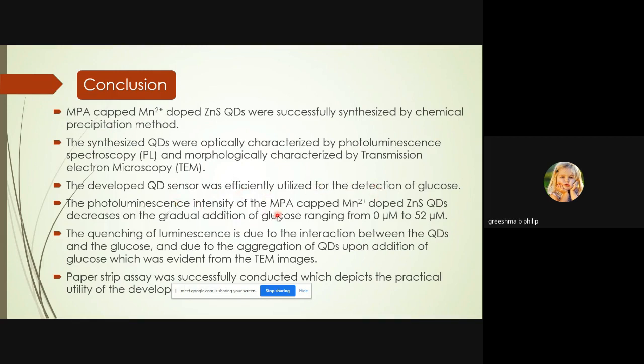The photoluminescence intensity of MPA capped manganese doped zinc sulfide quantum dots decreases with the gradual addition of glucose, ranging from 0 micromolar to 52 micromolar. The quenching of luminescence is due to the interaction between the quantum dots and the glucose, and also due to the aggregation of quantum dots upon the addition of glucose, and the paper strip assay was successfully conducted.